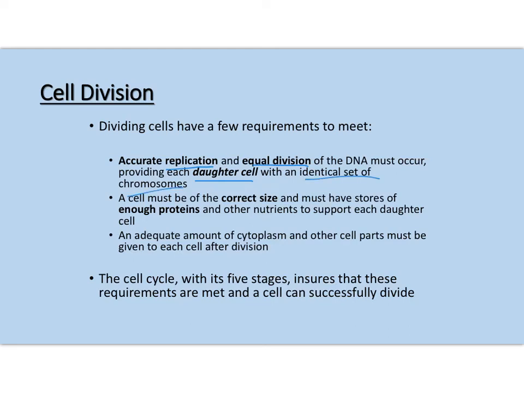The other thing that has to happen, kind of combine these two bullet points here, is that the cell has to be big enough and has to have enough materials to support two cells. So you got to have enough cytoplasm, you got to have enough of the various organelles, you got to have enough specific proteins to support two cells and not just one if you're going to undergo cell division. Now this organized process, again referred to as the cell cycle, ensures that we meet these requirements and that we successfully make a new cell.